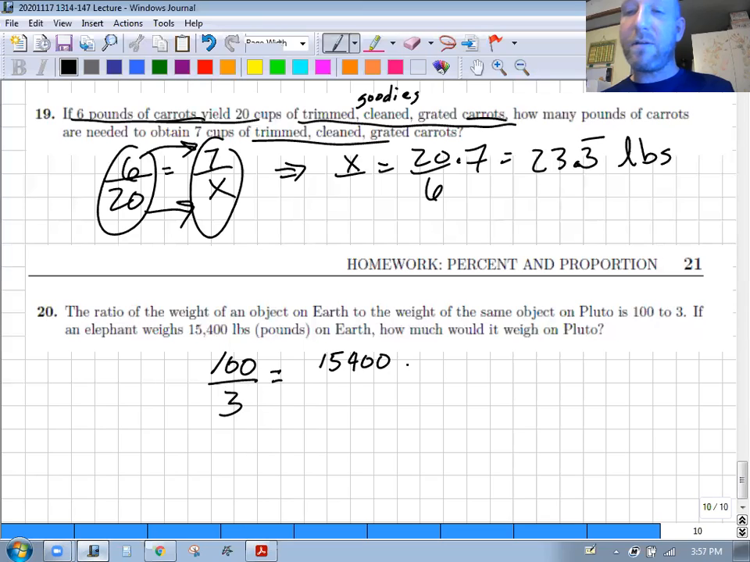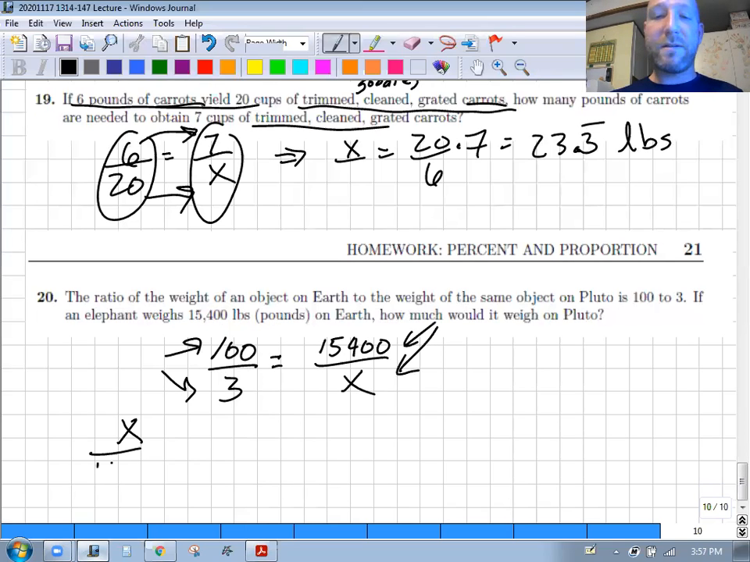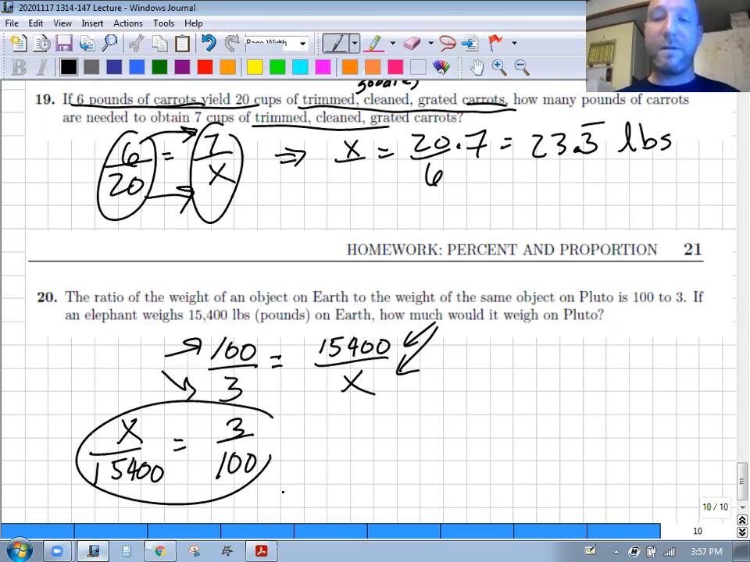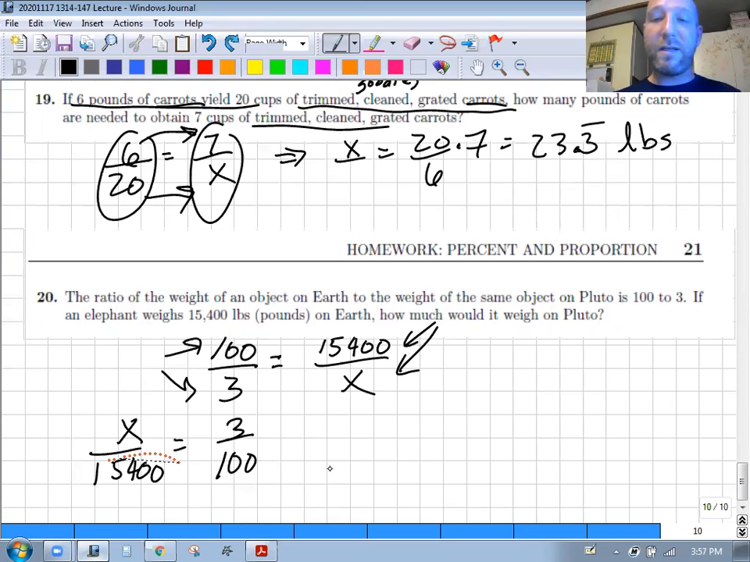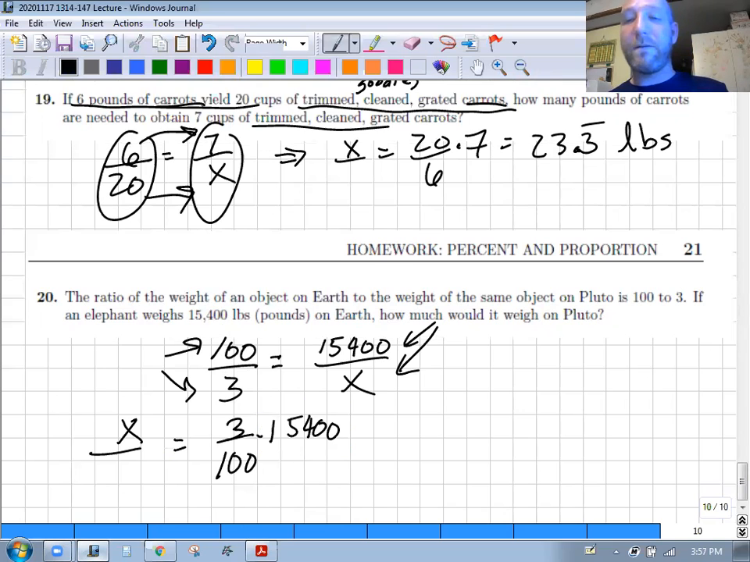So if an elephant weighs 15,400 pounds on Earth, how much would it weigh on Pluto? So Earth to Pluto, Earth to Pluto. Again, we flip both sides, do the reciprocal. If I was smart, I'd have just written it this way in the first place. Now I multiply both sides by this. And what do we get? 3 times 15,400 divided by 100 is 462 pounds.